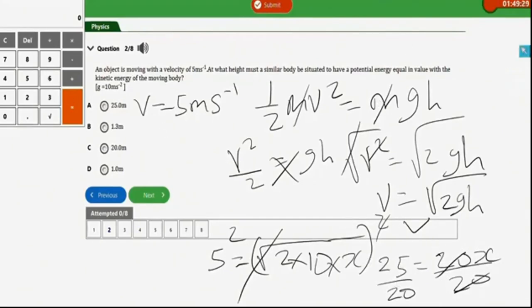Let's punch this on a calculator. 25 divided by 20 gives us 1.25. When you approximate to 1 decimal place, it gives 1.3 meters. So the correct option in this question is option B, 1.3 meters. It's as simple as this. Let's wipe this and solve the next repeated question.